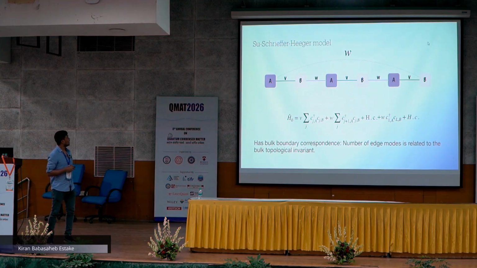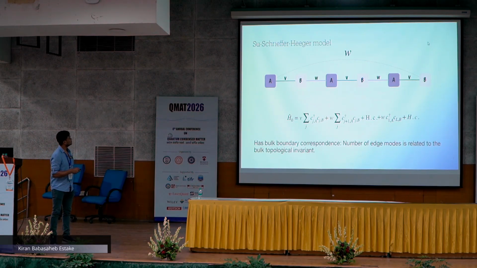Okay, so let me start with the SSH model, the Su-Schrieffer-Heeger model. I don't think I need to introduce this model to this audience, but still let me just say that the SSH model is a bipartite tight binding model. So it has sublattices A and B, and there are these staggered hoppings v and w like that, and this is the Hamiltonian of the model.